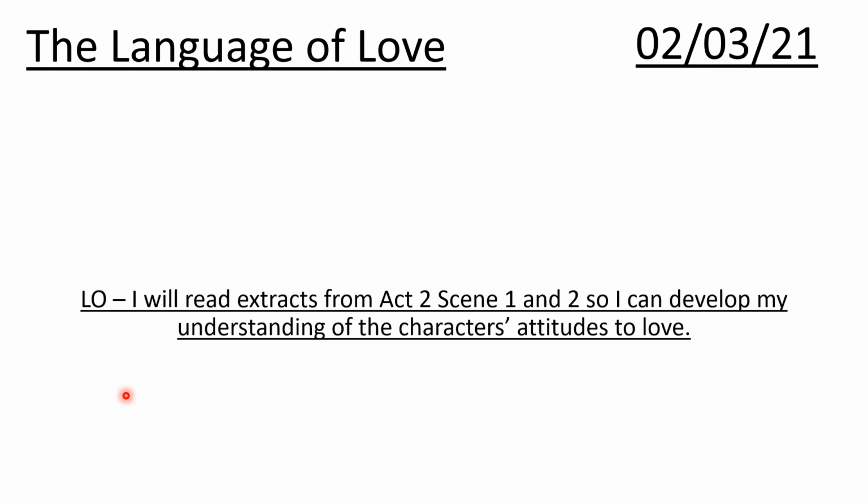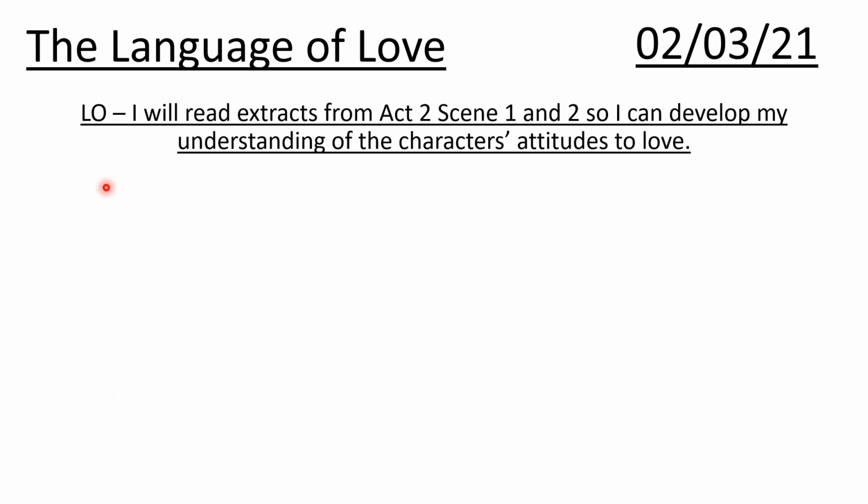Today, we are going to continue our study of Romeo and Juliet, looking at one of the most important scenes of the text. We will revisit this when we get back to school, but it's important that we get a basis of understanding of this scene before we move on. So, before we get into the content, could you please copy down the title, the date, and the learning objective? Pause the video and get that down now for me, please.